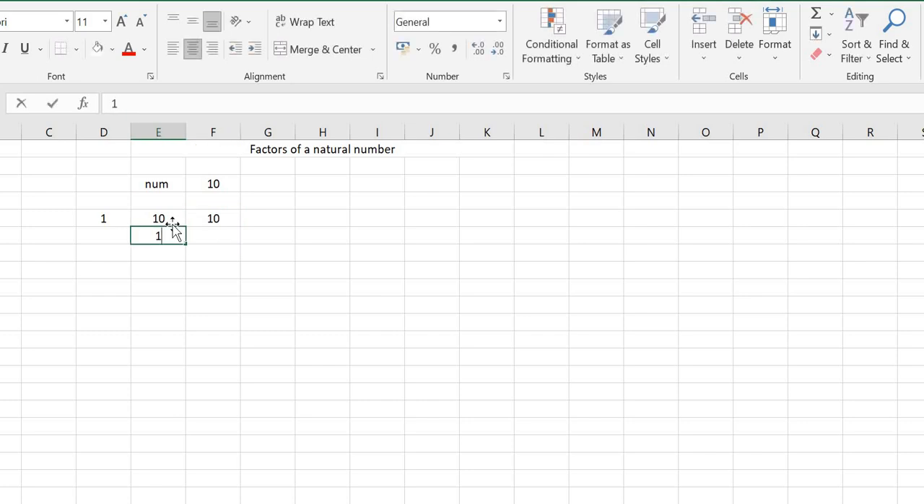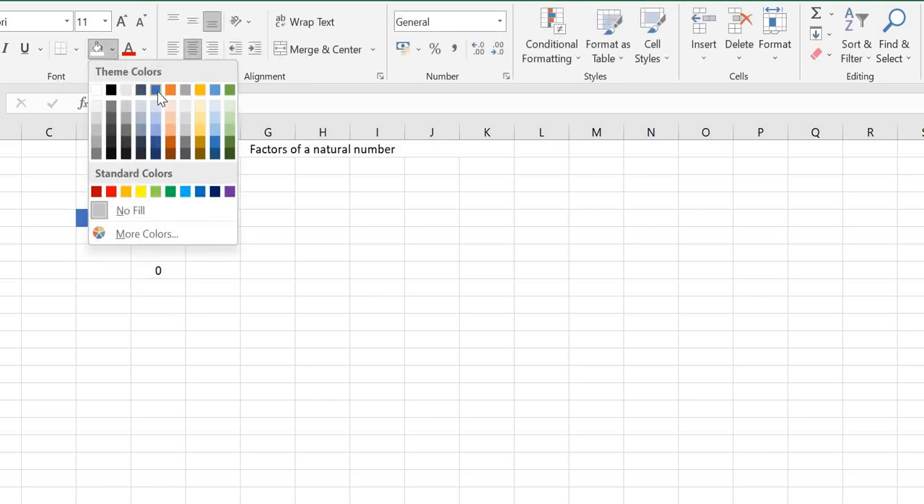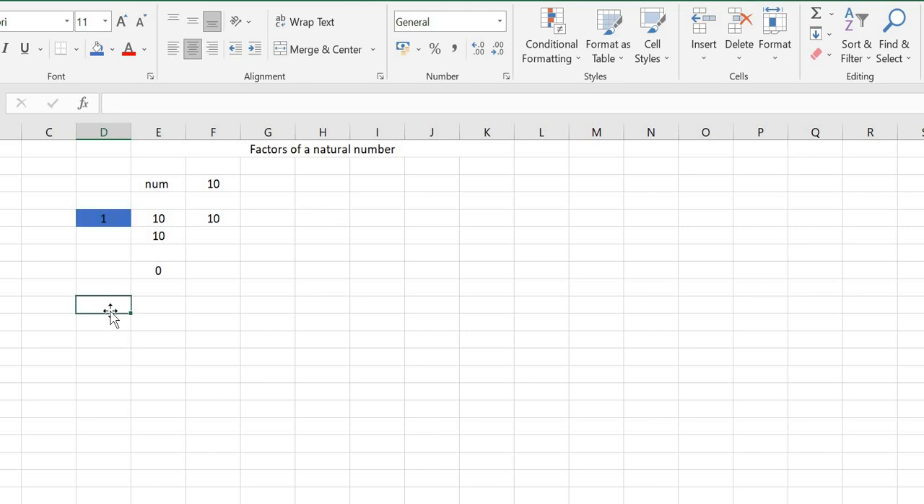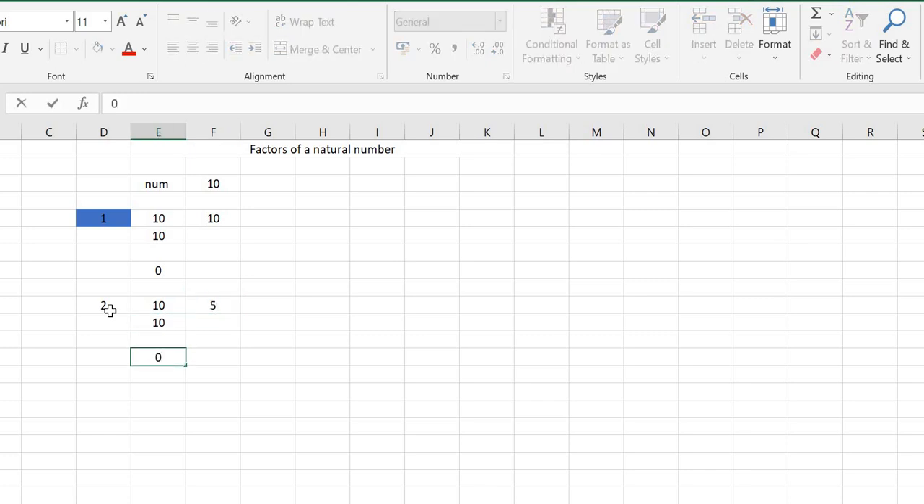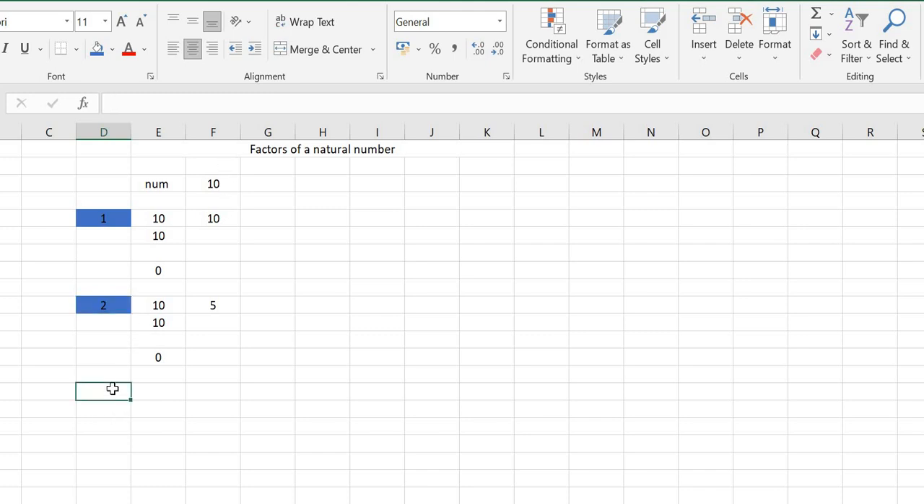For example, if I divide this 10 with the first natural number, 1, then 1 times 10 is 10, right? So the remainder will be 0 this time. It means that 1 is a factor of 10. Next, let me say 2. I will divide 10 by 2, so 2 times 5 is 10 and the remainder will again be 0. It means 2 is a number which divides this 10 completely. Therefore 2 is also a factor.